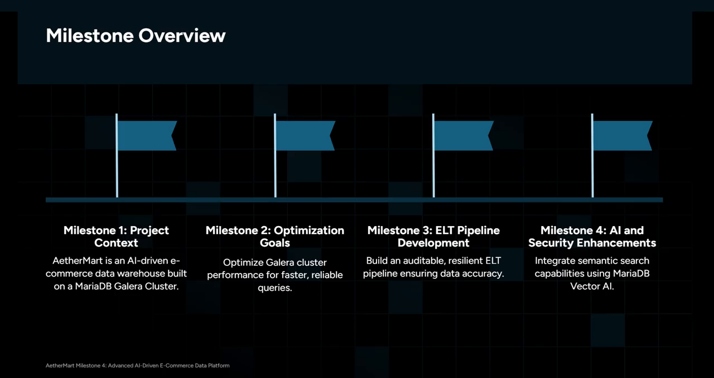So this is the milestone overview up till now. First, it was the project context, then optimization goals, then ELT pipeline development, and fourth is the AI and security enhancements that we'll be doing with MariaDB Vector AI.